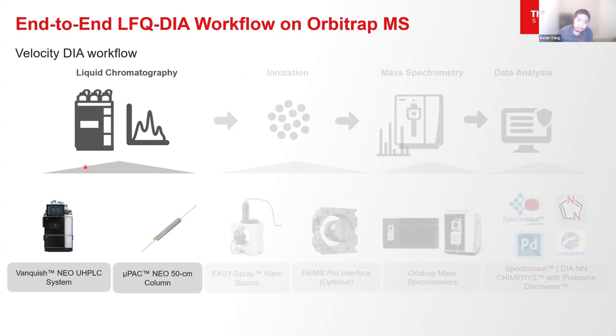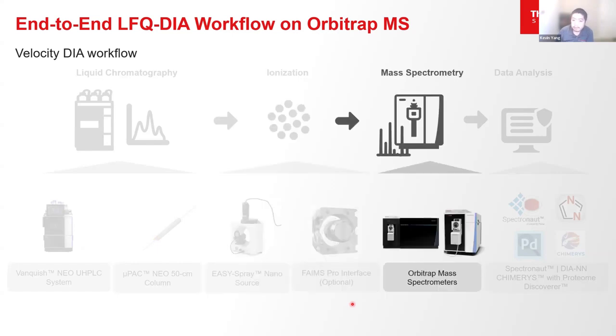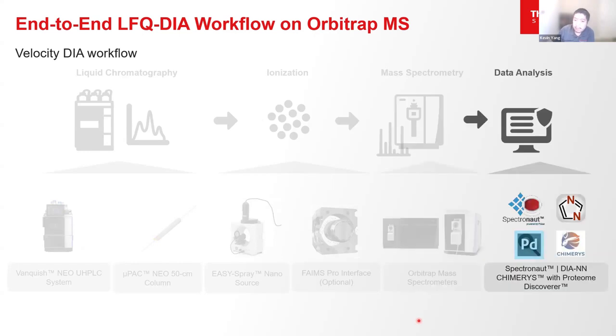In this workflow, for the liquid chromatography component, we have the Vanquish Neo UHPLC system coupled with a MicroPak Neo column. The ions are ionized using the EASY-Spray nano source. And we also have the FAIMS Pro interface, which is optional depending on the application you're running. For mass spec, this can be adapted to any of the Orbitrap mass spectrometers, the hybrid or the Tribrid systems. And the data can be analyzed using any software of your preference.